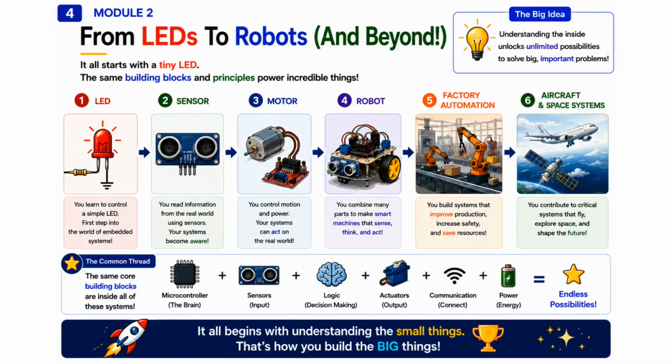Every system contains a microcontroller or computer that acts as the brain. It receives information from sensors. It uses logic to make decisions. It controls actuators to create actions. It communicates with other systems. And it requires power to bring everything to life.